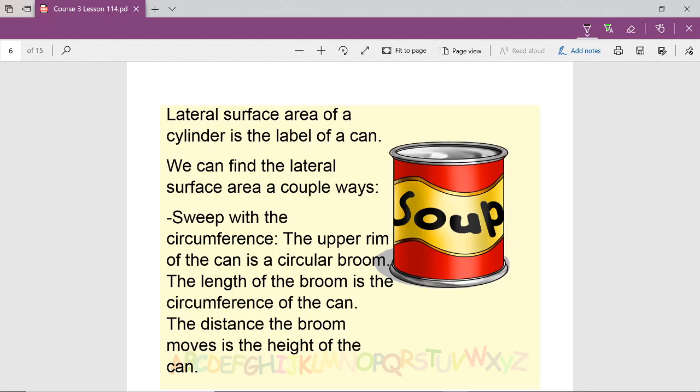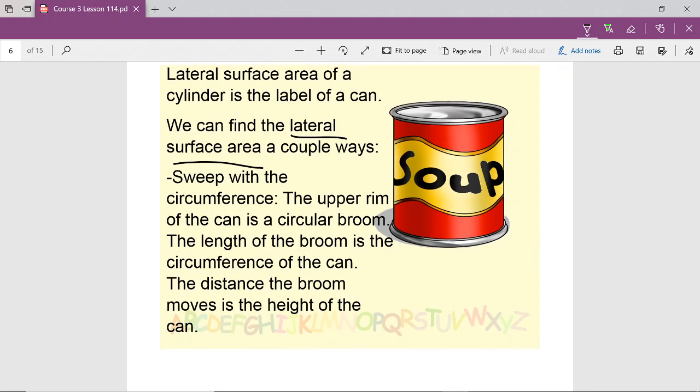What if it's 3-dimensional like a cylinder, like the soup can? Well, we can think about that broom in a couple different ways in order to find lateral surface area of this can. Remember, lateral surface area doesn't take into account the bases of a figure. It only wants the area like the label of the soup can, that area that goes around.